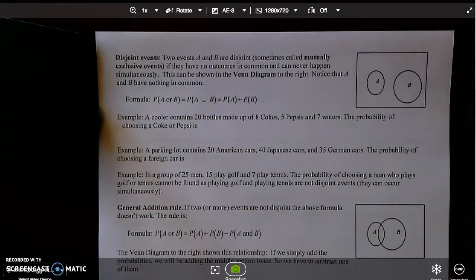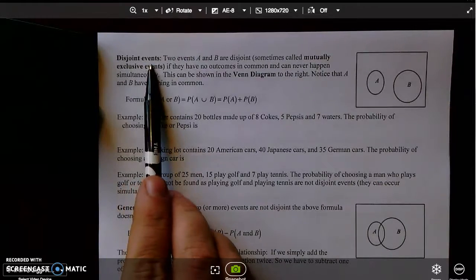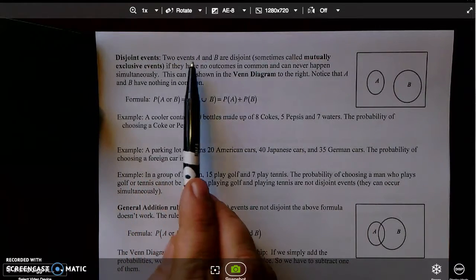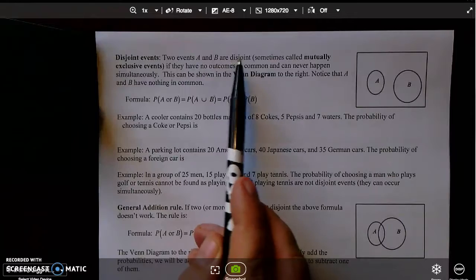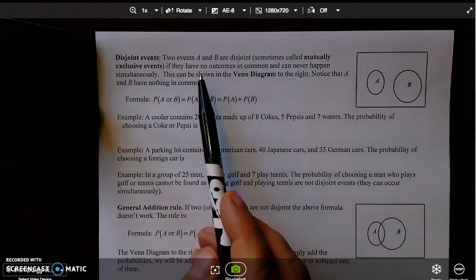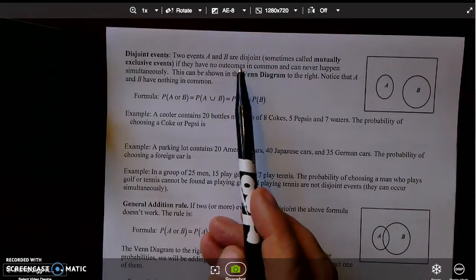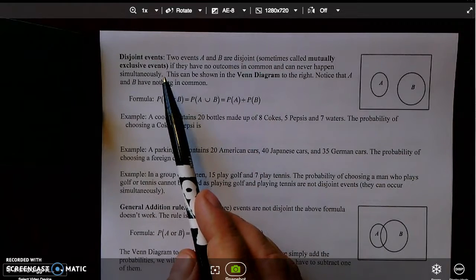Hi there, this video is about the concept of disjoint events. We have two events A and B, and they're called disjoint or mutually exclusive if they have no outcomes in common and can never happen simultaneously.